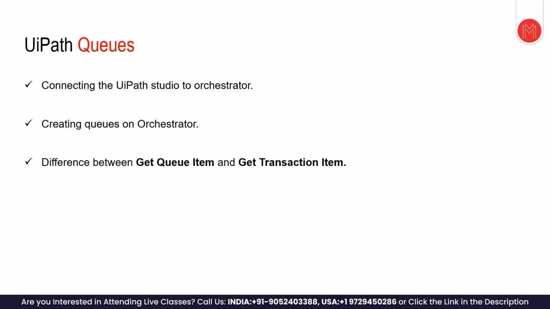But if you want to do the actual billing for any person, then you have to go to the billing counter and process that particular person's items. That is what we call Get Transaction Item. So the basic difference is that Get Queue Item is only for reading the items in the queue, not for processing. But Get Transaction Item is for processing the items in the queue. This is the major difference here.